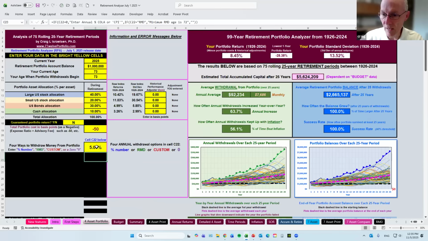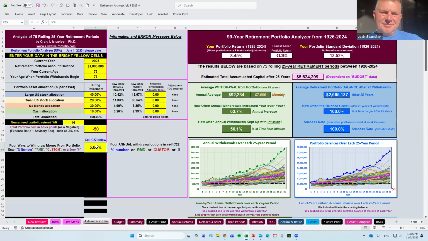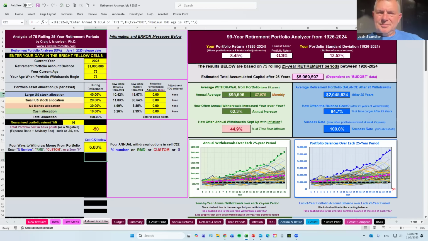Okay, we knew it was going to go down, and it goes down by about $800,000. Okay, but it's $2.6 million. Right. After 25 years of withdrawal, we can live with that. Fine. Let's go to 6%. There you go. So at 6%, now we have, call it, a $96,000 average withdrawal and $2.0 million. Okay, so we're still seeing an increase in the average withdrawal.